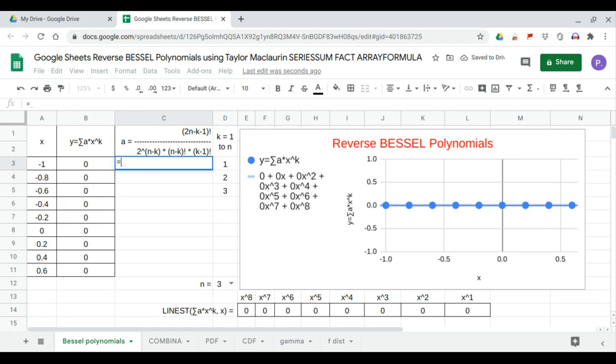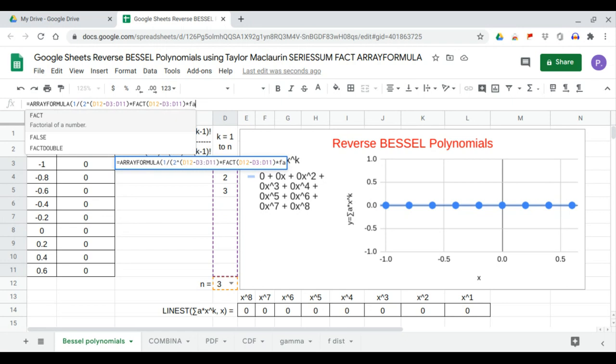Now we can continue with the coefficients. So our formula. Let's start with the denominator because there are 3 parts in the denominator. We have 2 to the power n minus k. That's the first part of the denominator. Second part is factorial. That's the factorial of n minus k. And the third part, which is again factorial, times factorial k minus 1.